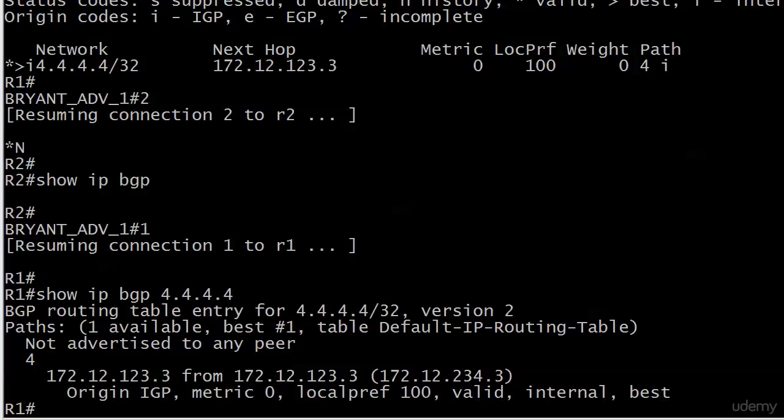That's because of BGP split horizon. Doesn't have anything to do with the next hop. That was another issue we had to solve. So we actually had two problems here, and we've already fixed the next hop. Now we're going to fix this one. But let's go a little further here.